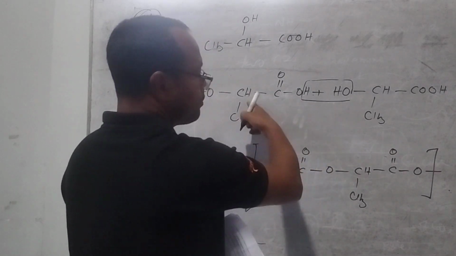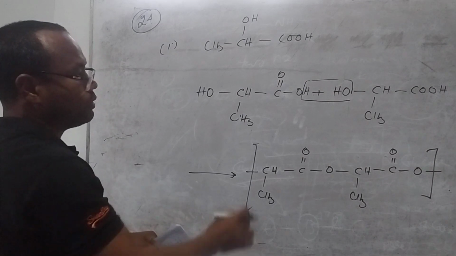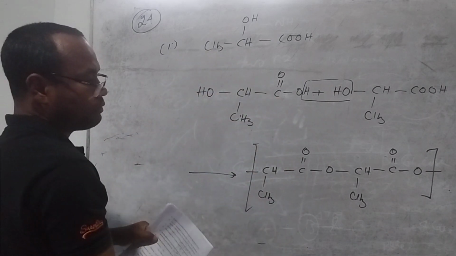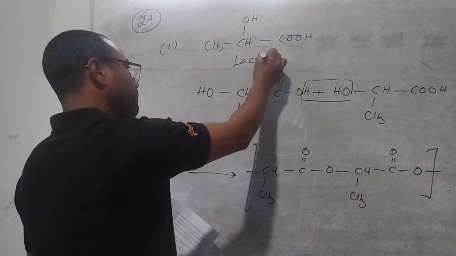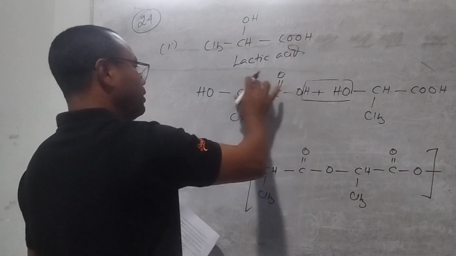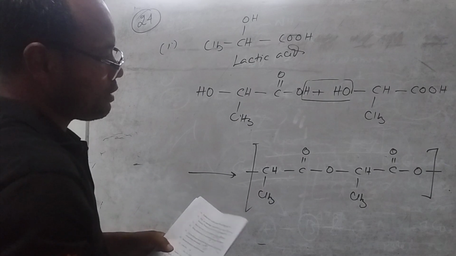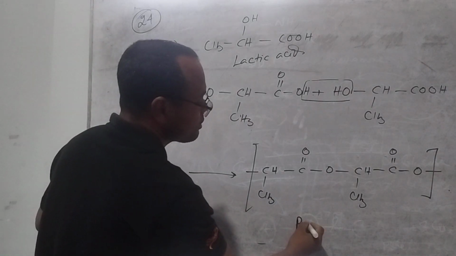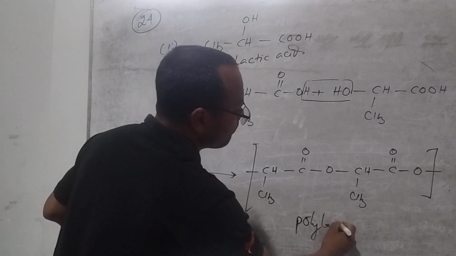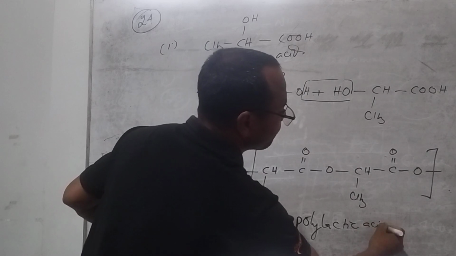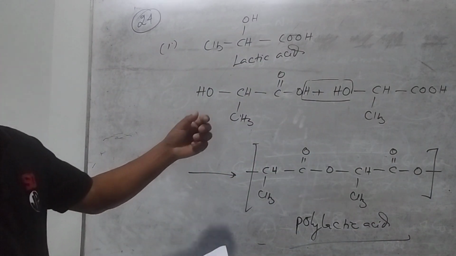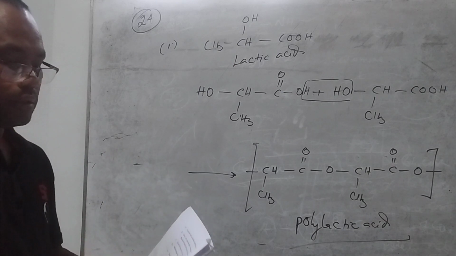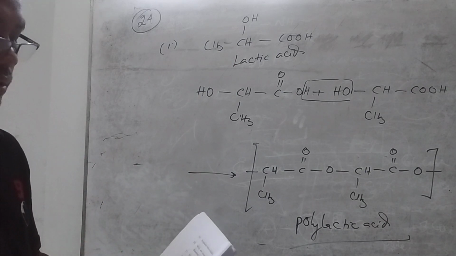So a number of these monomers are present here, and this type of polymer forms. What is the name of this compound? That is lactic acid. If a number of lactic acid units form, this is polylactic acid. We write it in a very simple form, so I think it's not much difficulty to write.